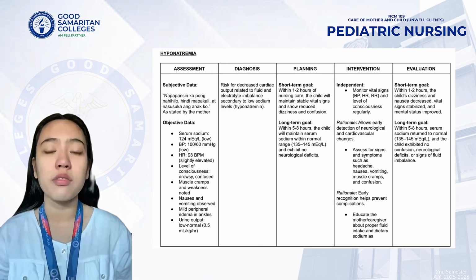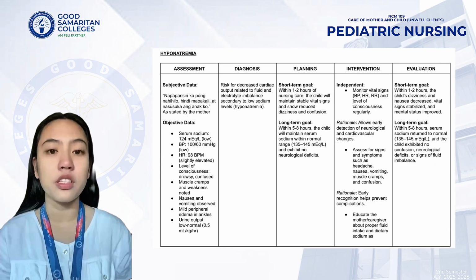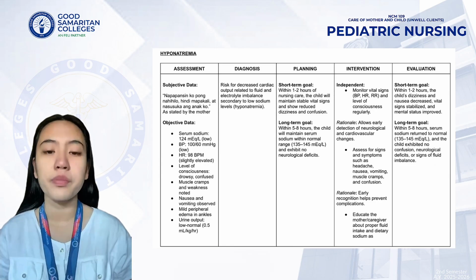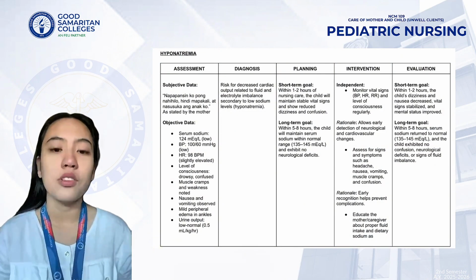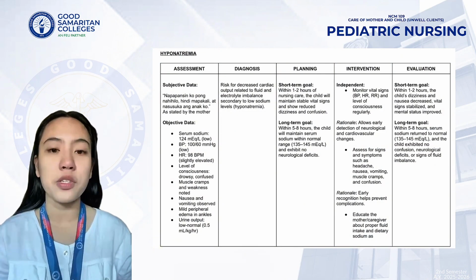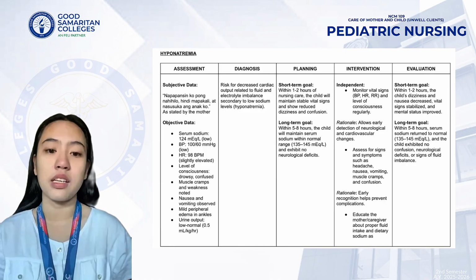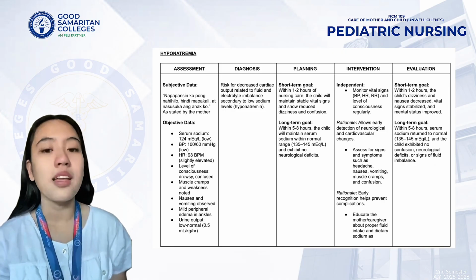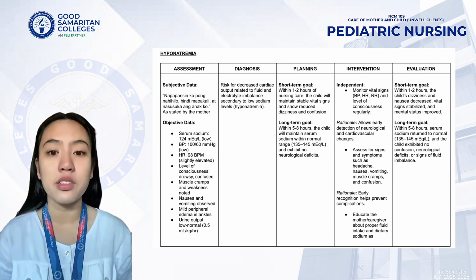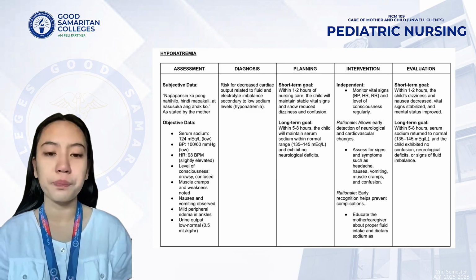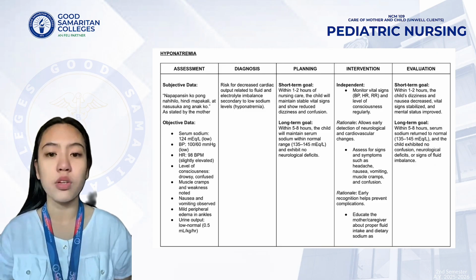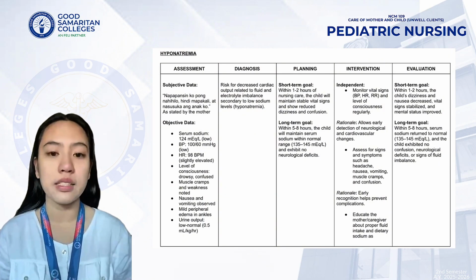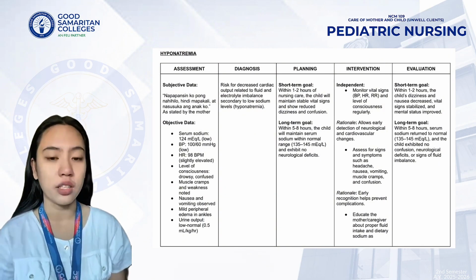While in the objective data naman, I observed that the child has a low sodium, low blood pressure, slightly fast heart rate, drowsy and confused, experiencing muscle cramps and weakness, experiencing nausea and vomiting, has a mild swelling, and has a low urine output. Meaning the body salt or the sodium level is low, which affects the brain, muscle, and the circulation of the child.